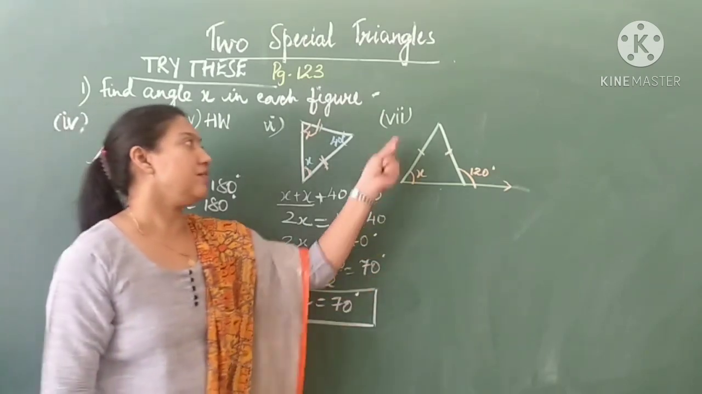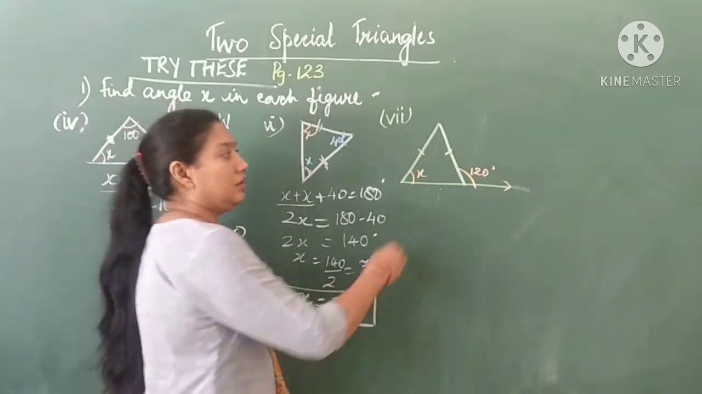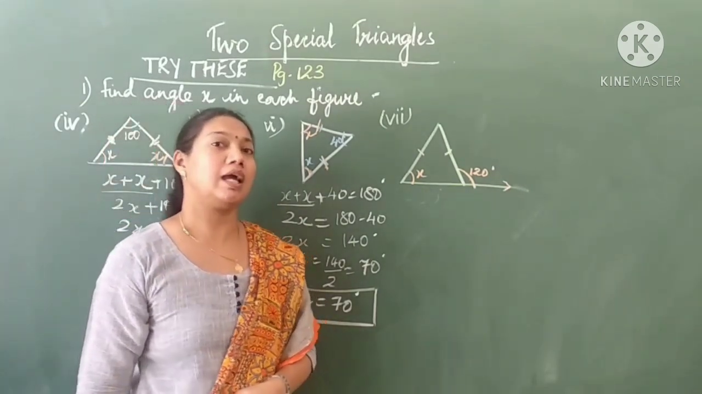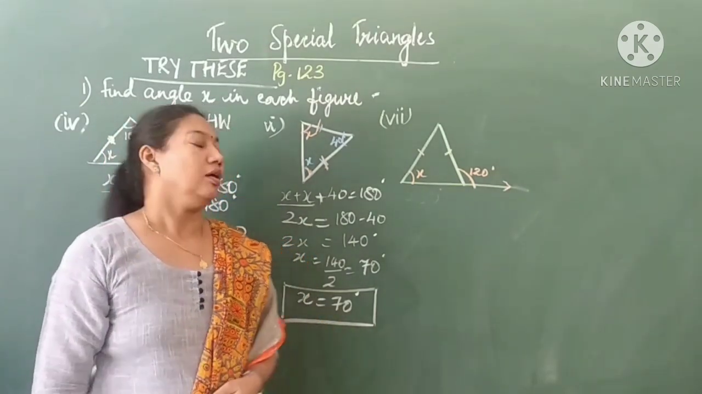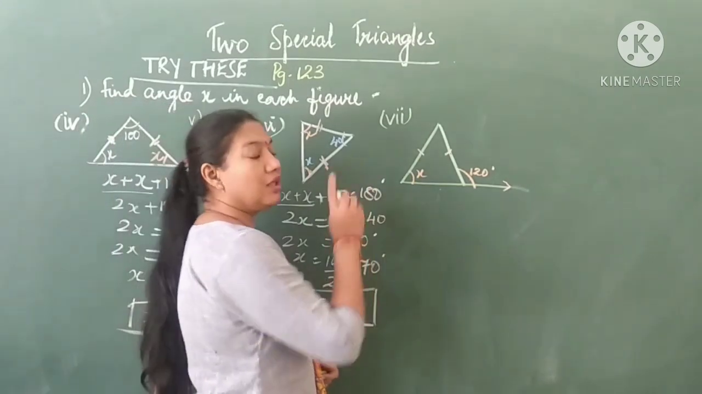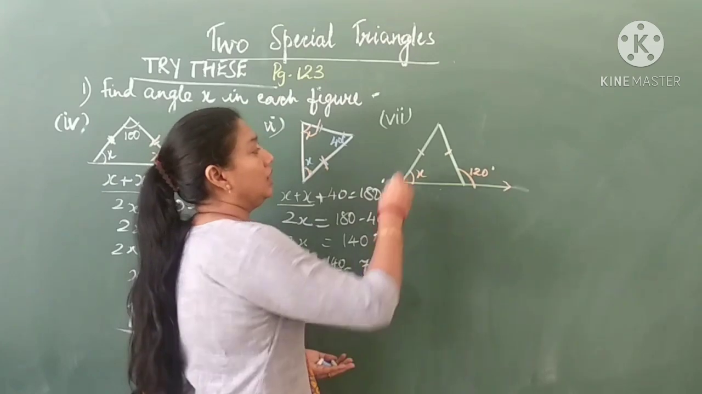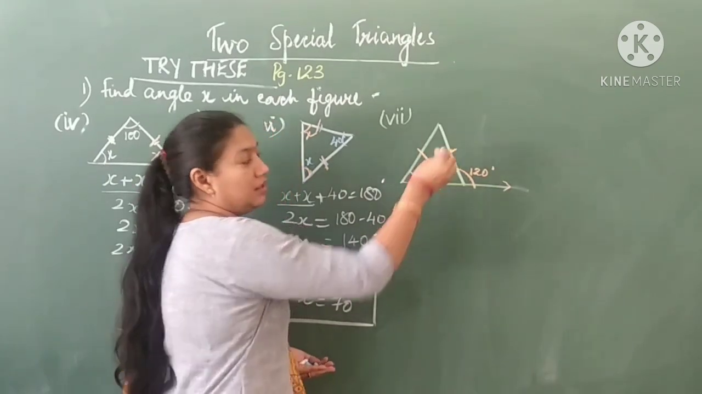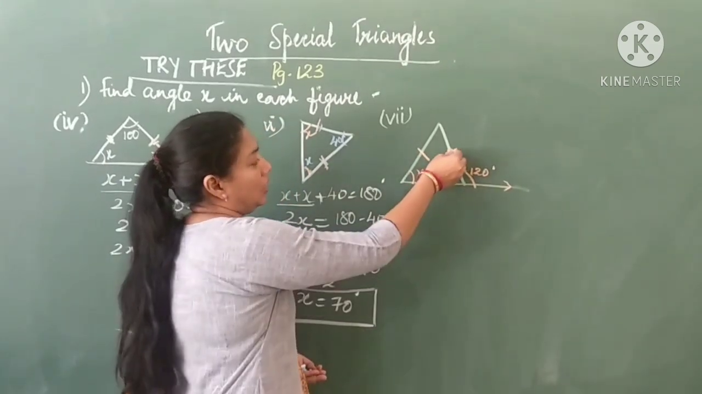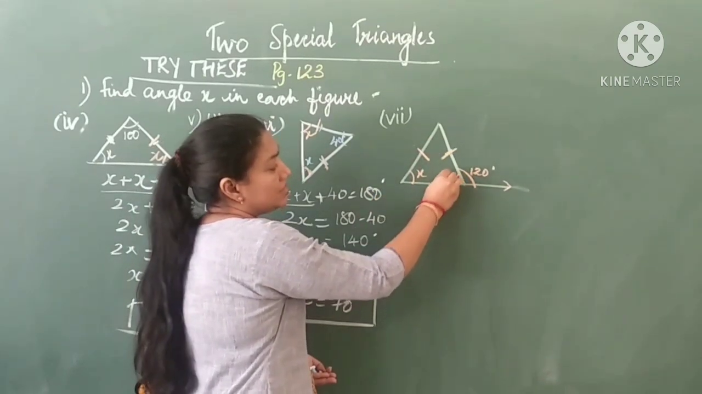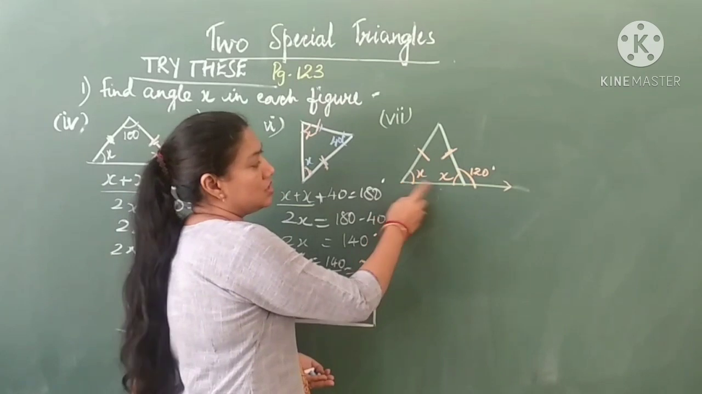Now, moving on to the seventh question. This is an exterior angle of the triangle. So, here we will use the exterior angle property, or we can use linear pair. First, let us understand which are the two equal sides. These are two equal sides. So, the angle opposite to this side is this. The angle opposite to this side is also x, because these two are equal.